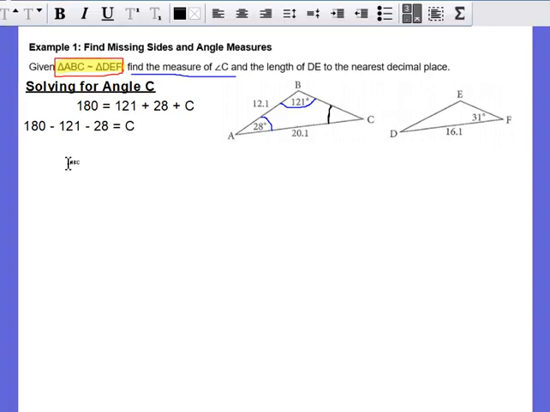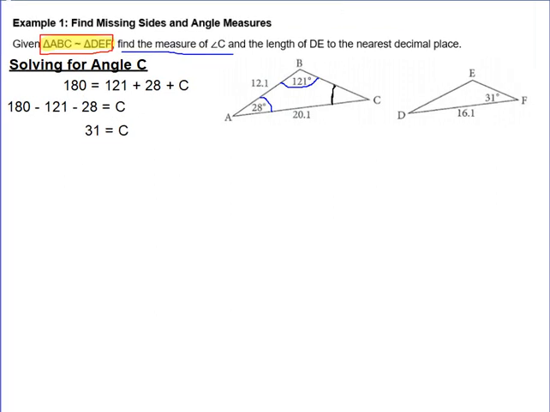Well, maybe it's not there. So we go to our calculator: 180 minus 121 minus 28. 31 degrees is equal to angle C. So I'm going to go to my diagram here and write in 31.